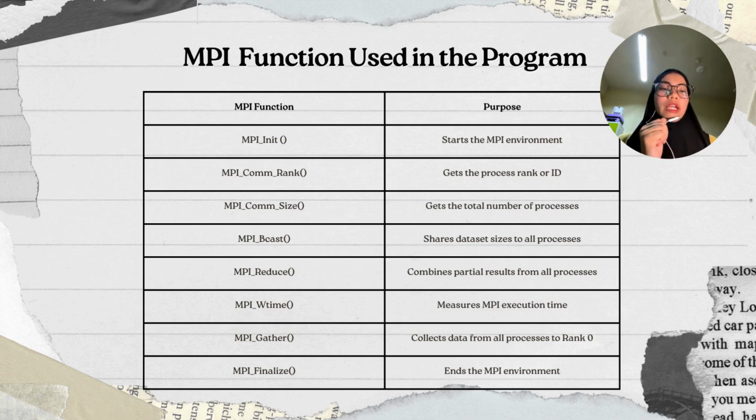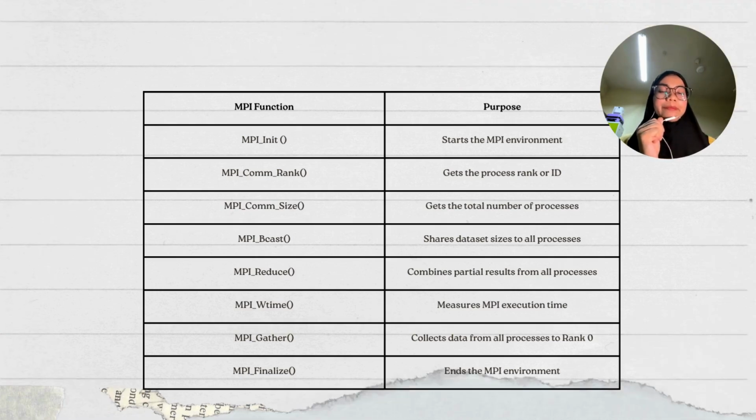Next is MPI_Reduce. It combines partial results from all processes. And then we have MPI_Wtime, which is used to measure the execution time. And MPI_Gather collects data from all processes to rank 0. And finally, MPI_Finalize, which ends the MPI environment.